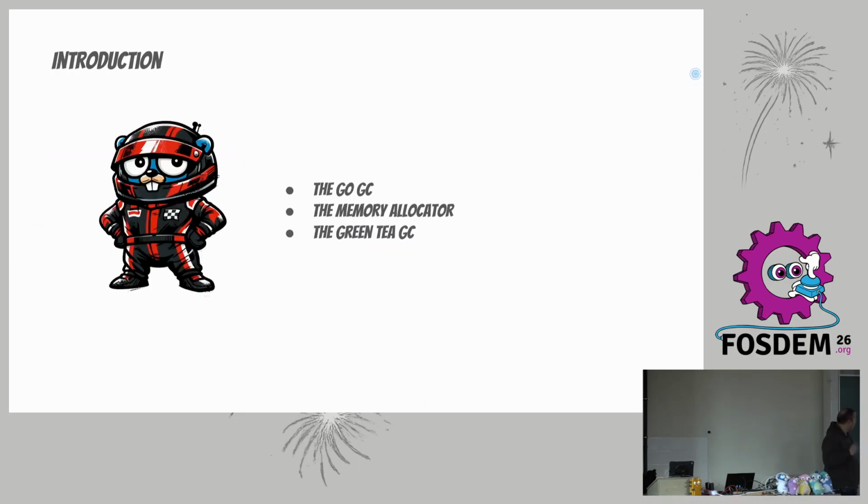So yeah, that's me. We are going to talk here about the new Green Tea garbage collector. But for that, I want to start by explaining how the current garbage collector, the one in version 1.25, works. Then I'm going to talk a bit about the memory allocator, because I think it's interesting for understanding better how the Green Tea garbage collector works. And then I'm going to get into the real innovation behind the Green Tea garbage collector.